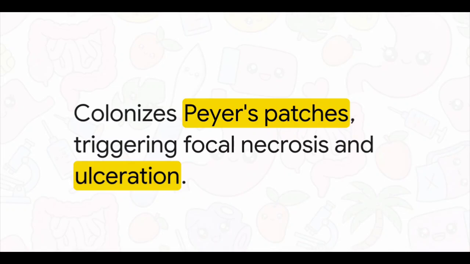This kicks off marked local lymphoid hyperplasia. Eventually, the tissue undergoes focal necrosis, leading to deep typhoid ulceration. If you look at it histologically, you'll see intense histiocytic proliferation right alongside pathognomonic erythrophagocytosis, which is literally where the macrophages are engulfing red blood cells.